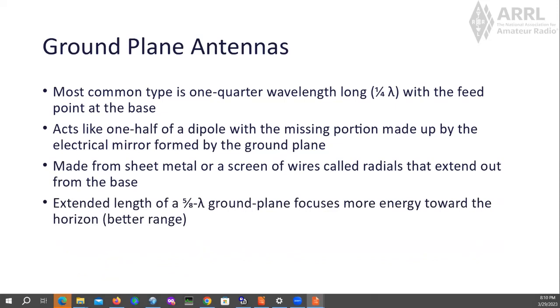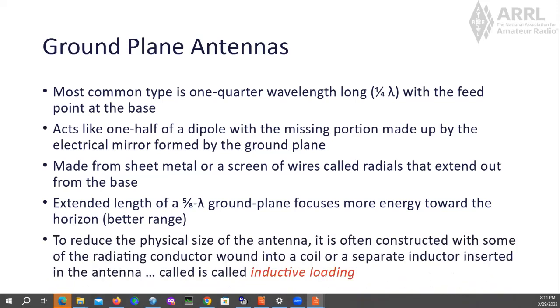Extended length of a 5/8 wave ground plane focuses more of the energy toward the horizon and has better range. And because it focuses it toward the horizon, it has some gain. To reduce the physical size of the antenna, it is often constructed with some of the radiating conductor wound into a coil, or a separate inductor inserted in the antenna. That is called inductive loading.